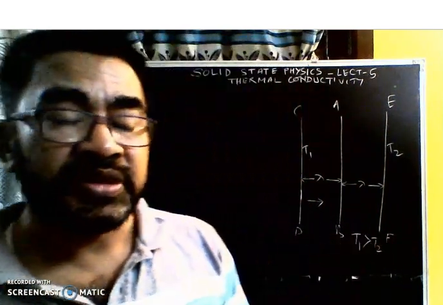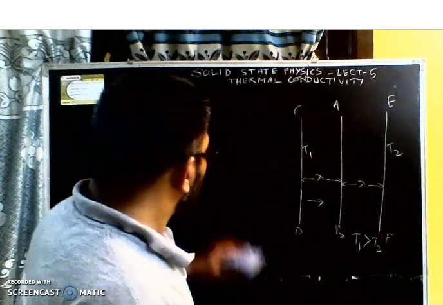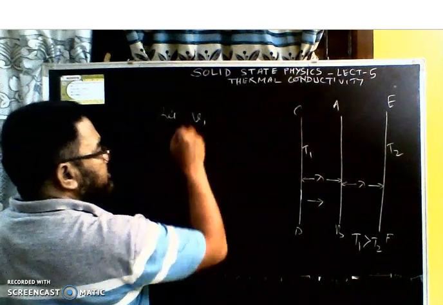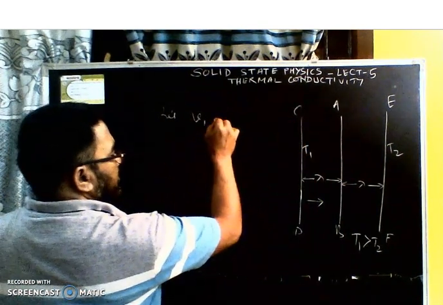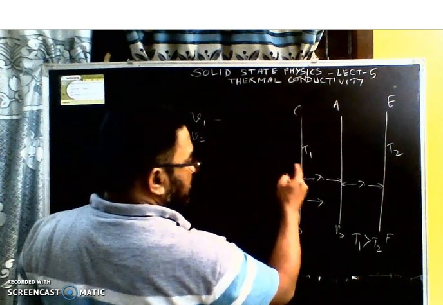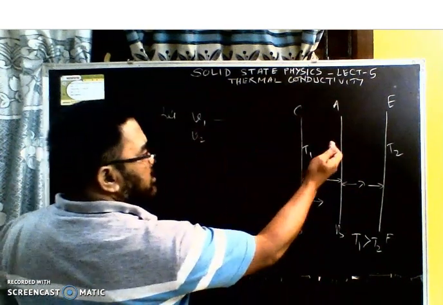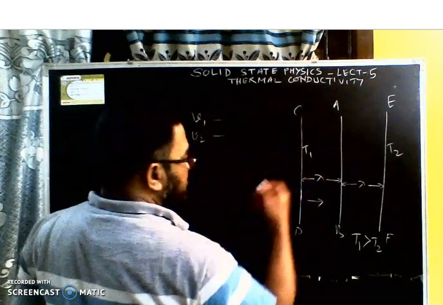transfer of energy, how much heat is transferred from this side to that side; we have to find that. So let V1 be the velocity of electrons towards the hotter side and V2 be the velocity of electrons towards the colder side, right?